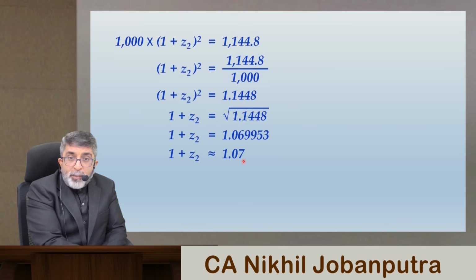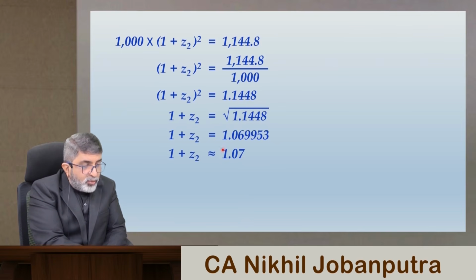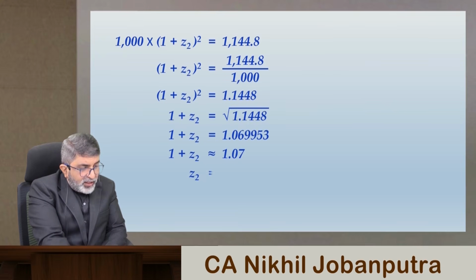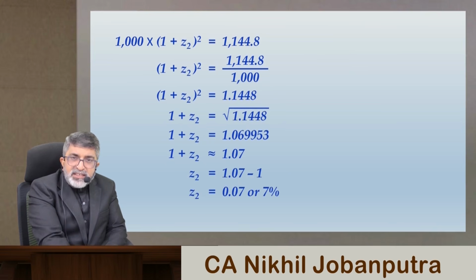If you want to avoid approximation, you want to get it with all decimal places, you can please write 1.069953 as the proper rate. Here allow me to take an approximate value as 1 + Z2 approximately equals 1.07. So Z2 will be 1.07 minus 1, Z2 will be 7%.